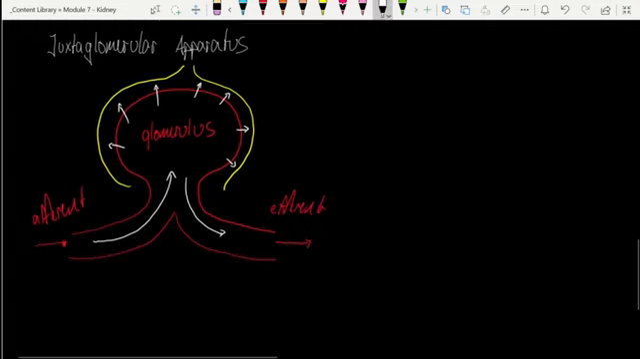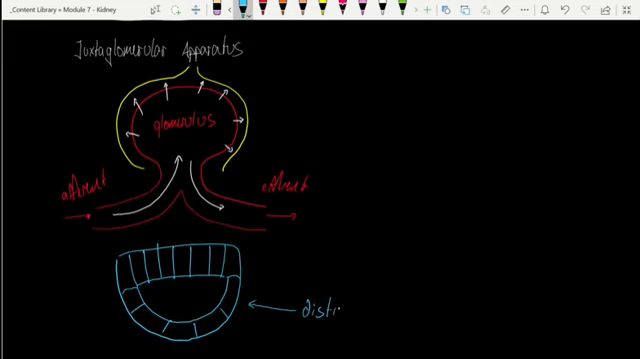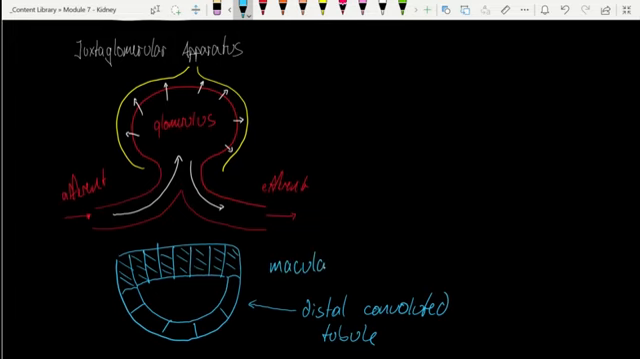Just beneath that, as we showed just a minute ago, we see this section of the proximal convoluted tubule. This is the distal convoluted tubule, and this will be running in and out of the screen. And it's these cells here that we want to make particular mention of. These are called the macula densa cells. And their job is to detect salt concentrations.